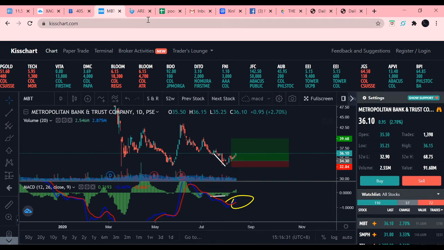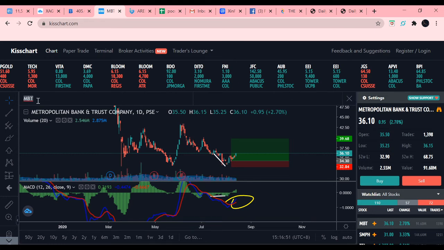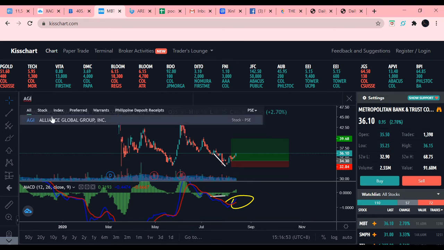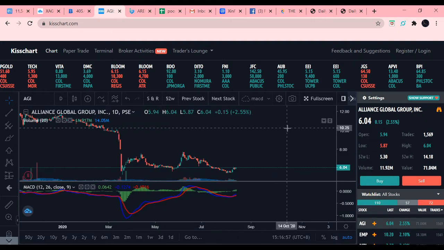So, I think that's it for Metro Bank. So, it's a buy for me. So, kung sakaling bibili ako ng banks, ha? And then, SECB tapos na. And then, AGI. Let's see. Yung ano lang, ha? 50 million up lang. So, AGI. Yung last. AGI sa mga advances. So, let's see.